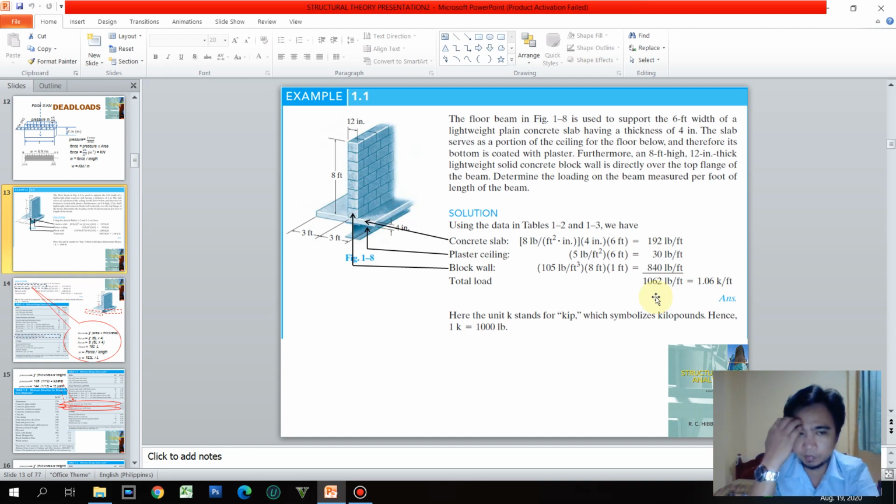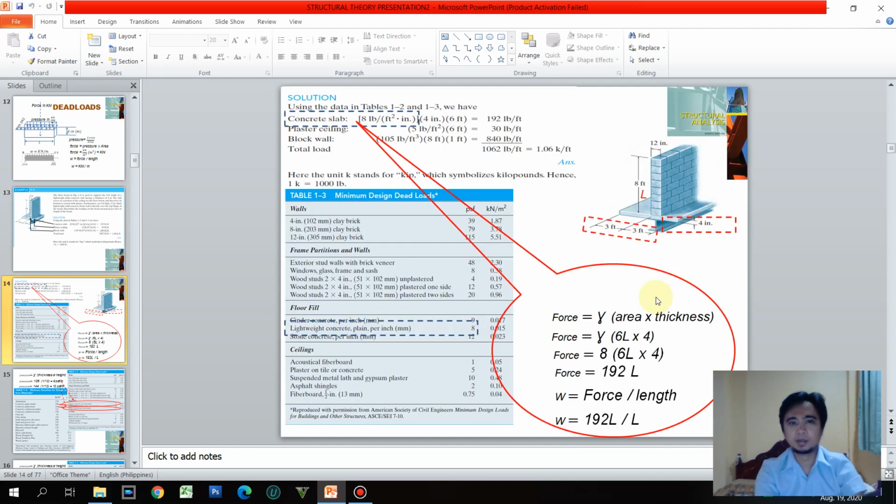Okay, so to have an explanation to that, the concrete slab, where it came from. Actually, this is the concrete slab. Let us just place an imaginary dimension here, say that is L. So it was derived through this criteria: floor fill, lightweight concrete plain, per inch millimeter.